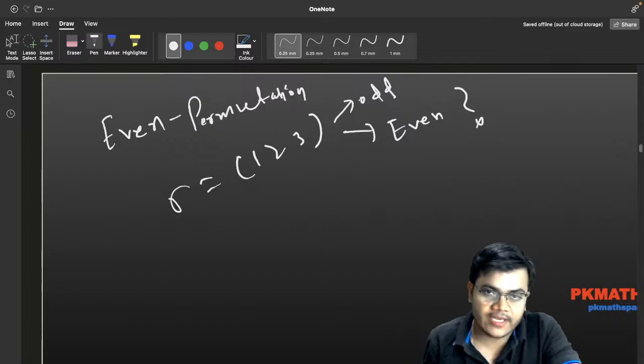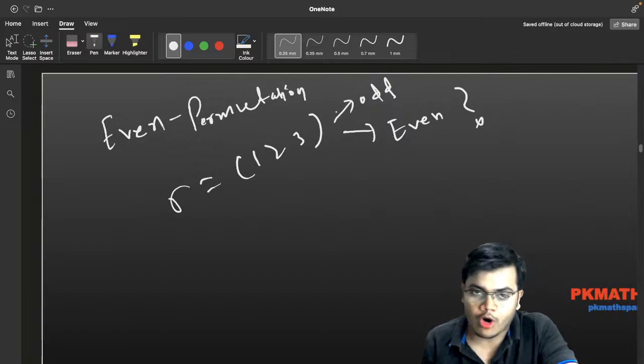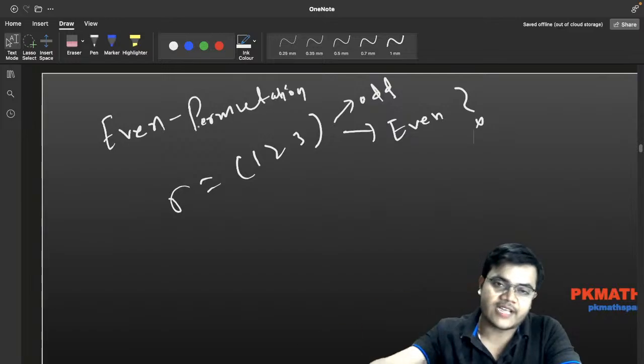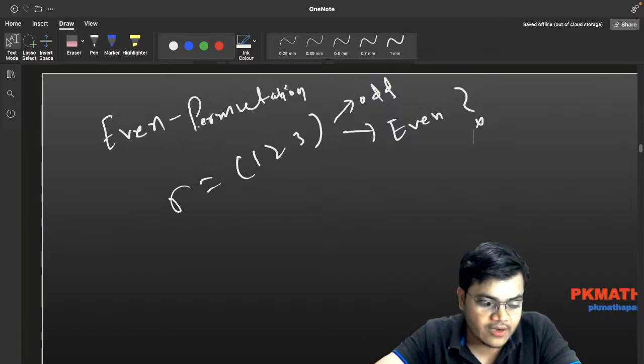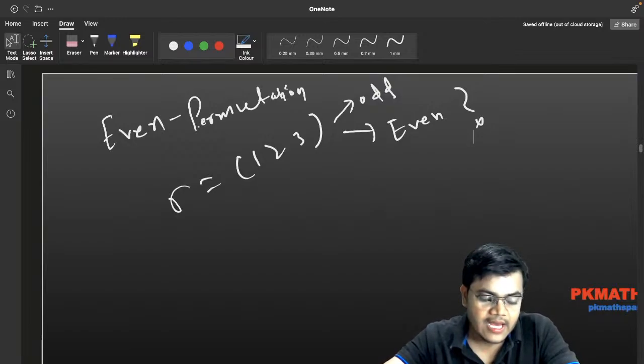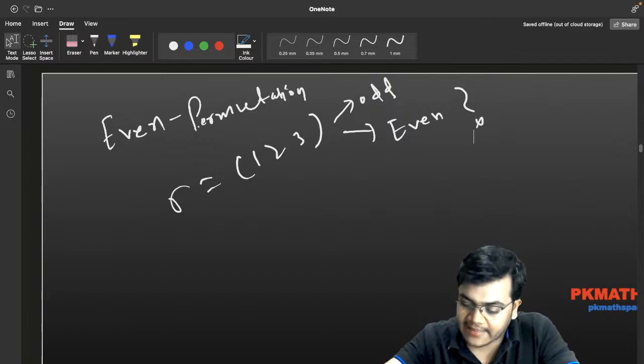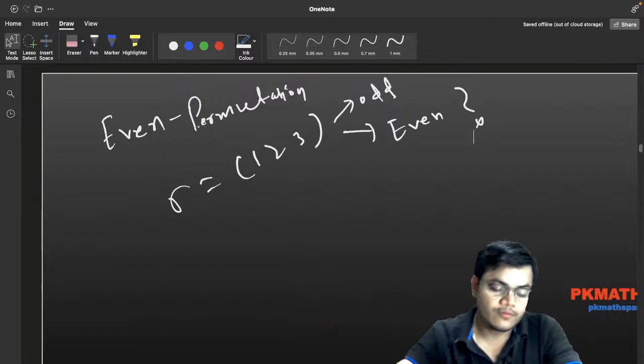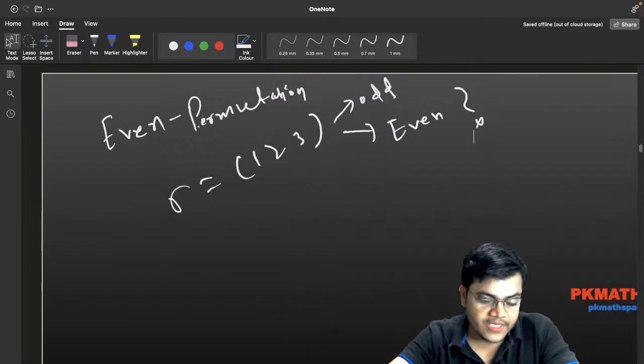So what do you think? Is it an even permutation or an odd permutation? Because the number of transpositions decides whether it is even or odd. Come on, either write O or write E, and thereafter you will get a quick response on that, and we will clear the definition. It will help you to go forward. So please let me know.